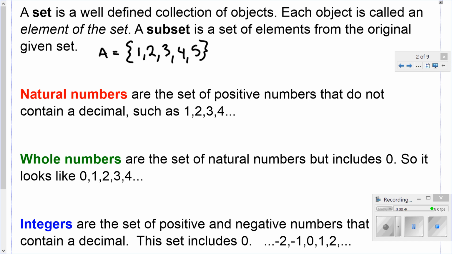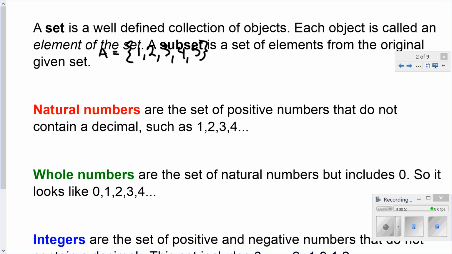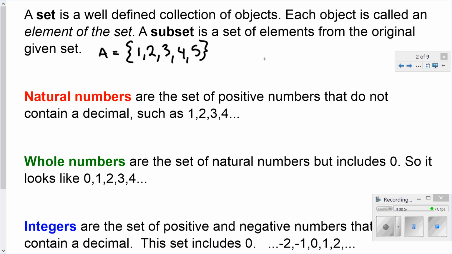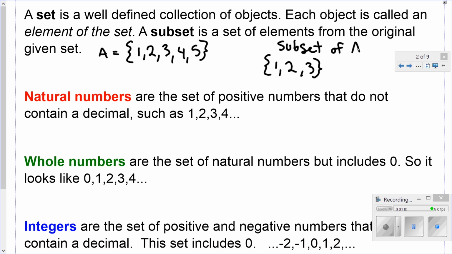Subset, the set of elements from the original given set. So if my set A is 1, 2, 3, 4, and 5, a subset of A could be 1, 2, and 3. This is going to be a subset of A because all the numbers in the subset belong to the original set. Another one could be 1, 4, and 5. That could be another subset of A. 1, 4, and 5 belong to A.